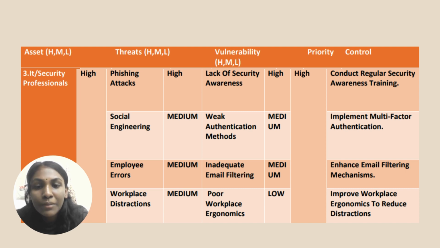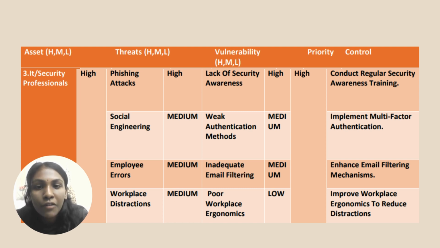For the medium level of risk, there are three threats: social engineering, employee errors, and workplace distraction. For the vulnerabilities, weak authentication method has medium level of risk, and inadequate email filtering also has a medium level of risk. And the last one is poor workplace ergonomics, which has a low level of risk.